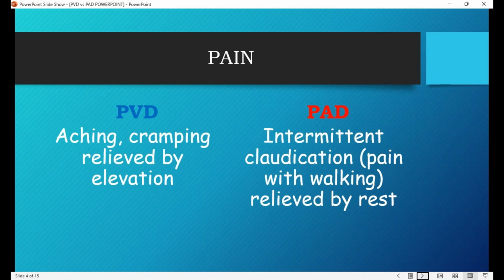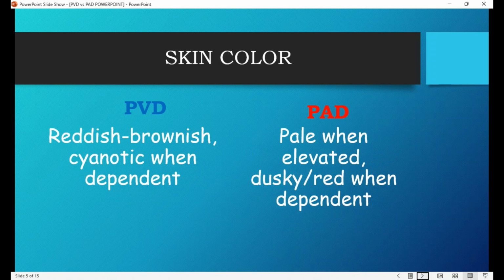Pain. With PVD, pain is aching, cramping, relieved by elevation. With PAD, pain is intermittent claudication, or pain that is caused with walking. It's usually relieved by rest. Skin color changes. With PVD, you're going to have a reddish-brownish skin coloration or cyanotic when the legs are dependent, which means when the legs are not elevated, but flat on the ground. And with PAD, your lower extremities will be pale when they're elevated, or they will have a dusky red coloring when they're dependent.